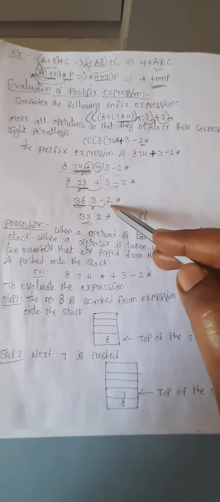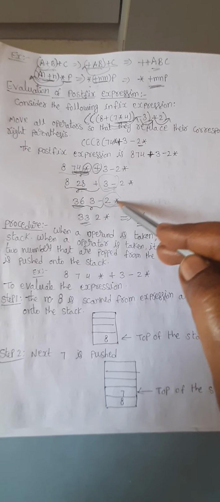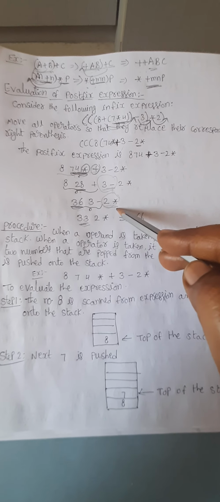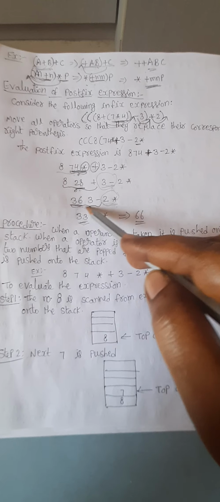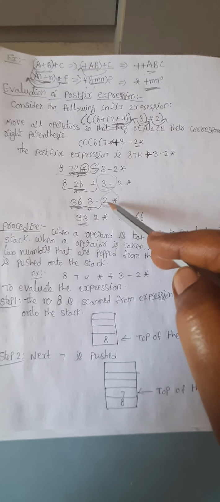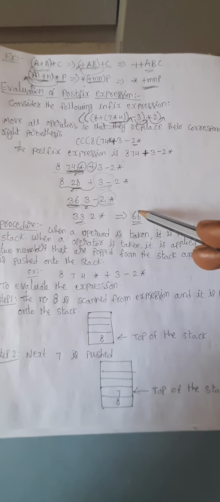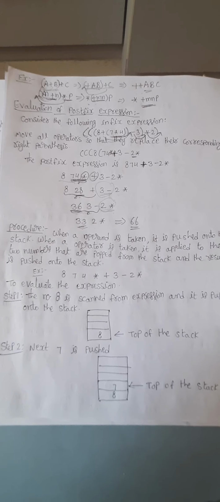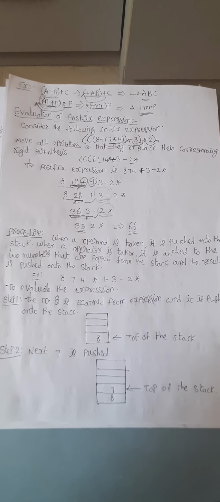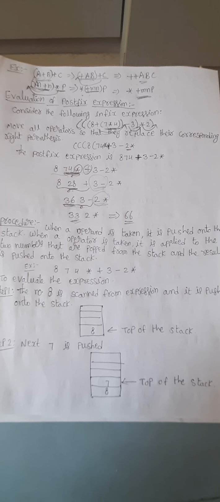And again here 2, and we have used this multiplication symbol. The meaning of this is, before we have one operand, that operand into 2, that is 33 into 2, the answer is 66. This is the way we can evaluate the postfix expression. This is the example, and see the procedure of how to evaluate the postfix expression.